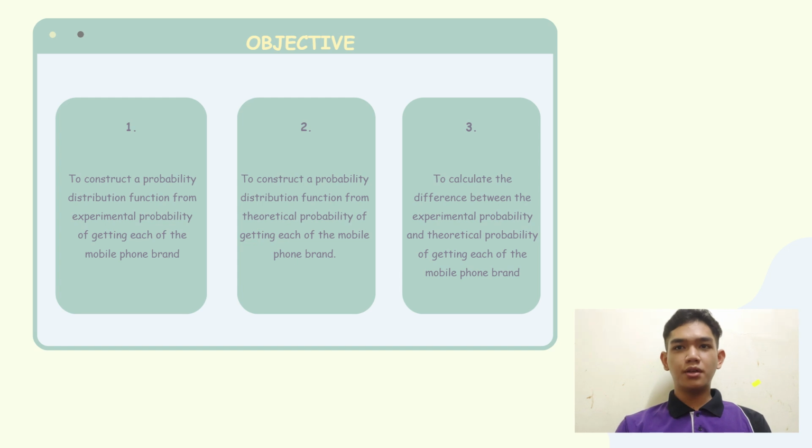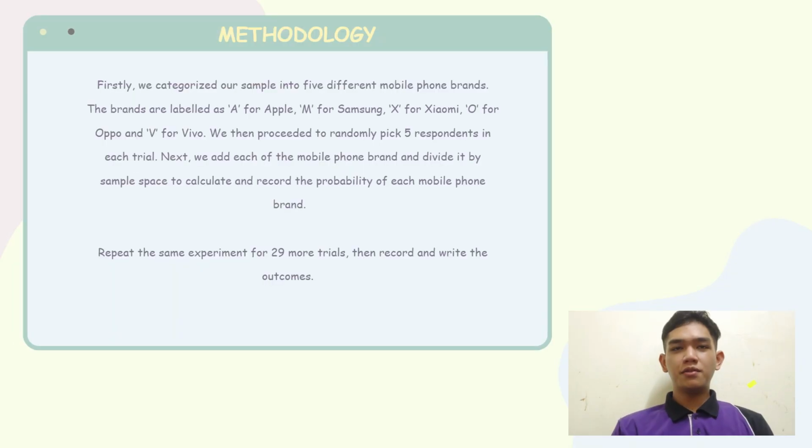Now, let's move on to the objectives. The objectives of this study are, first, to construct a probability distribution function from the experimental probability of getting each of the mobile phone brands. Second, to construct a probability distribution function from the theoretical probability of getting each of the mobile phone brands. And thirdly, to calculate the difference between the experimental probability and theoretical probability of getting each of the mobile phone brands.